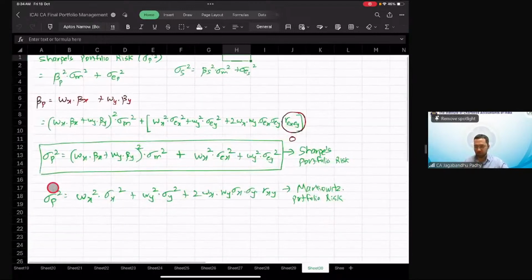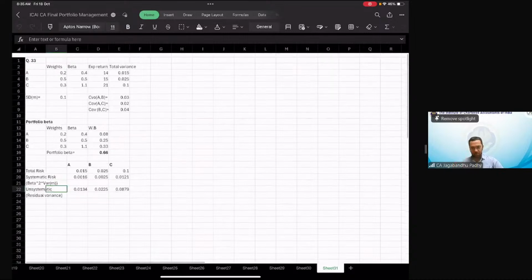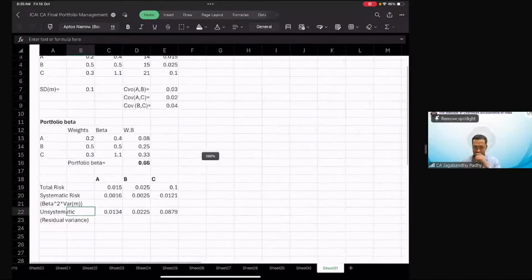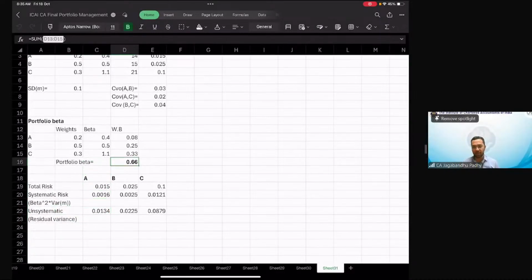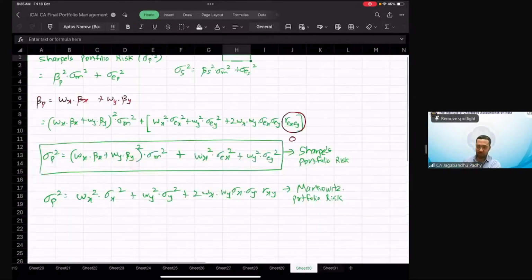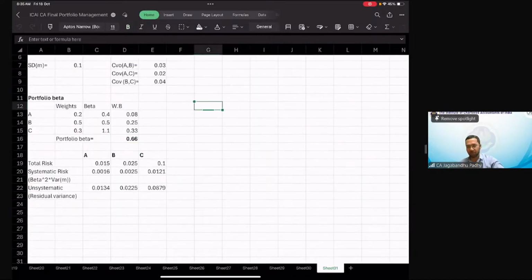So portfolio risk using Sharpe single index model. For that, we need to get the portfolio beta, square it, then variance of market, and then this particular portion. So for Sharpe single index model portfolio risk, we need to get the weighted beta. Weighted beta is already there with us, 0.66. So weighted beta square we can do easily. Variance of market also we can calculate. We need to compute this portion, which is weight of x square into variance of error of x plus weight of y square into variance of error of y.